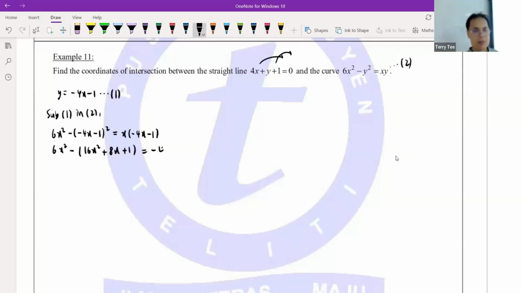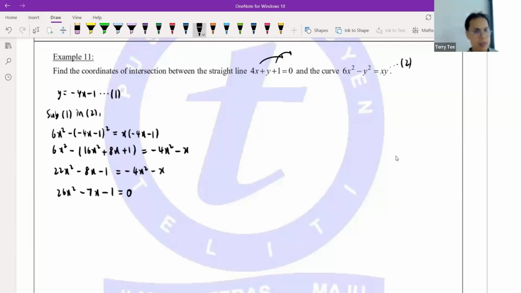This is minus 4x squared minus x. Okay, let's simplify this. Minus minus a plus, 22x squared minus 8x minus 1. The result is negative 4x squared minus x. Bring to the right hand side. 24 plus 4 is 26. This is minus 7x minus 1 equals 0.